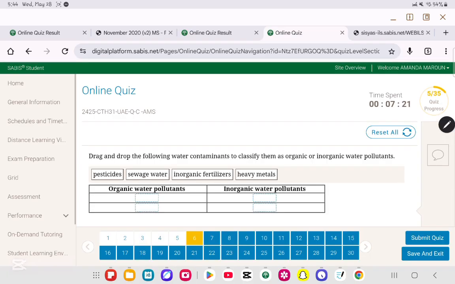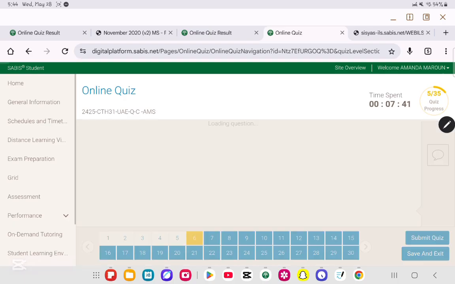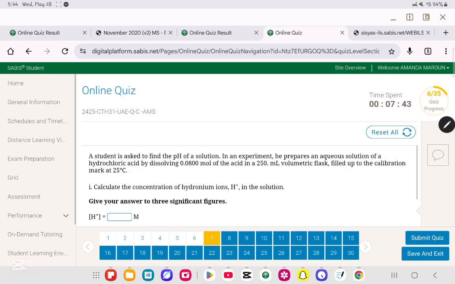We move on to question number 6. What does it say? We need to separate organic and inorganic water pollutants. Organic water pollutants, they are what? They are pesticides and sewage water. Whereas the inorganic ones are what? They are inorganic fertilizers and heavy metals. Okay, please remember these for the AMS tomorrow.